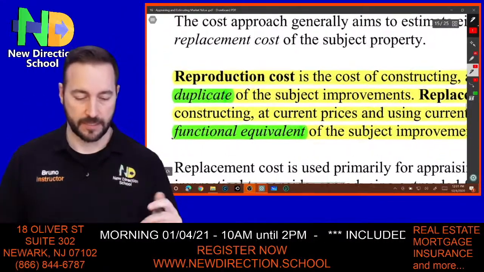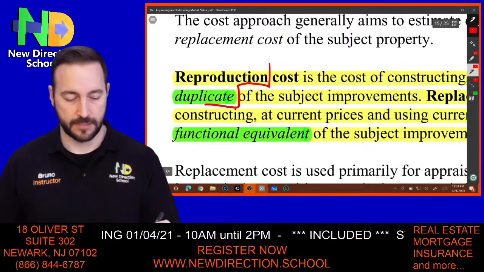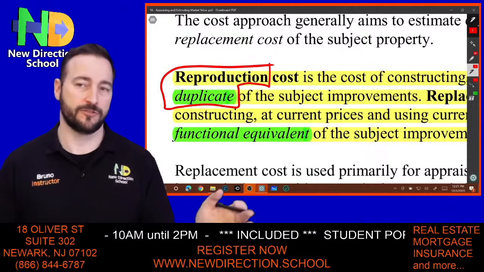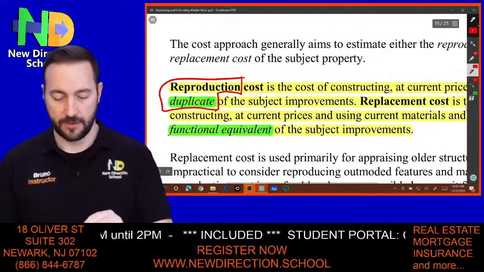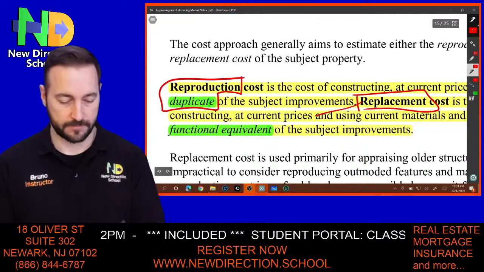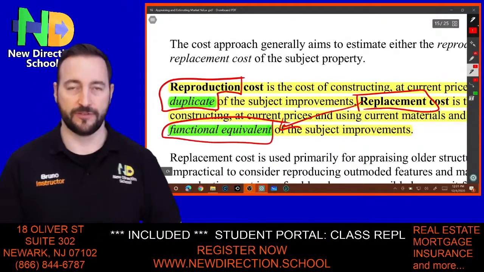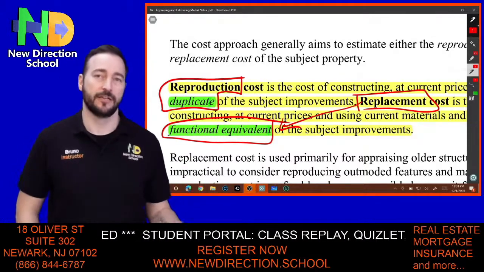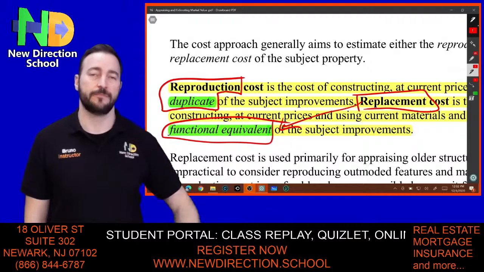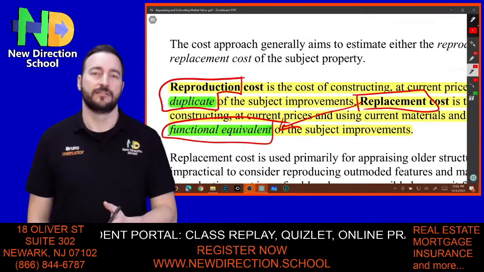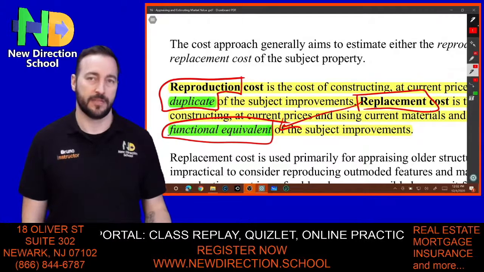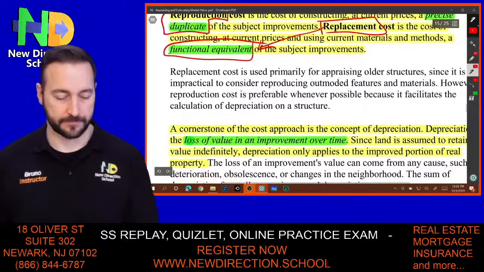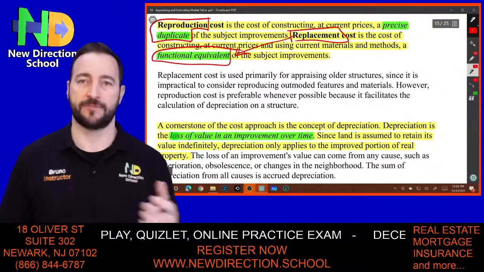Now, reproduction is that precise duplicate. It's doing exactly the same thing that it was done 100 years ago, as an example. While replacement is that functional equivalent. It's the aftermarket. So we're not using the OEM, the original equipment from the manufacturer, whatever way it was when it was built originally. We're using parts that have the same function as the original. Like I told you, copper pipes versus PVC.